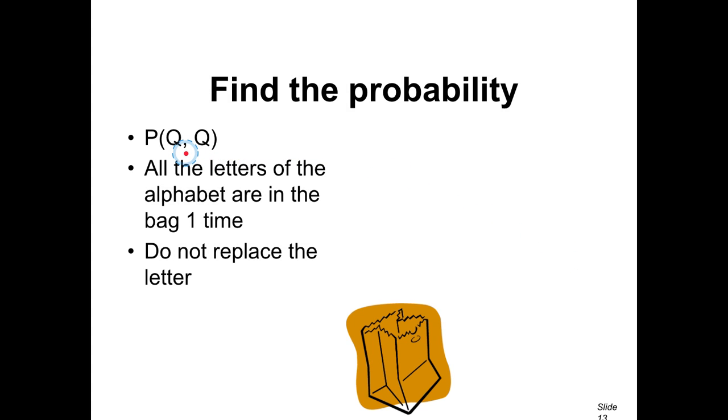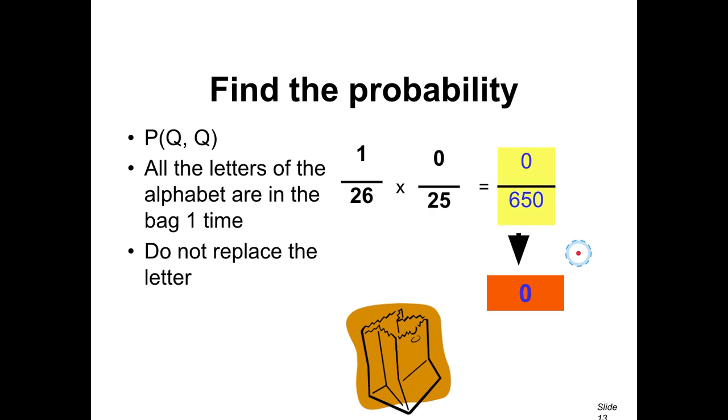So probability of Q and then getting another Q, where all the letters of the alphabet are in the bag at one time and you don't replace the letter. So the probability of Q, there's 1 Q out of 26 choices in the alphabet. If I don't replace that Q, there's 0 chance of me getting another Q out of 25 that remain. Notice the sample space decreases by 1 in your denominator. Multiplying those together, it's a 0 probability. So that is independent and dependent.